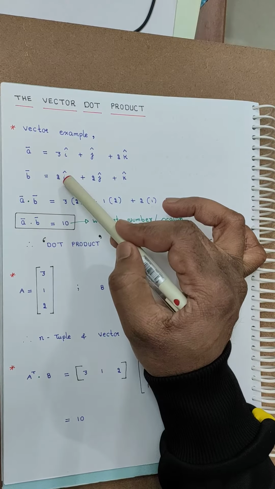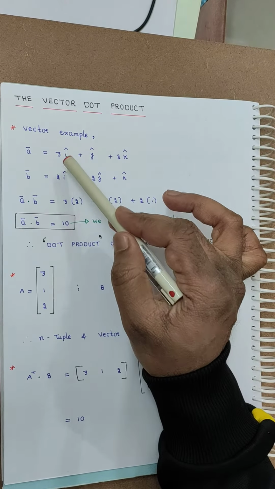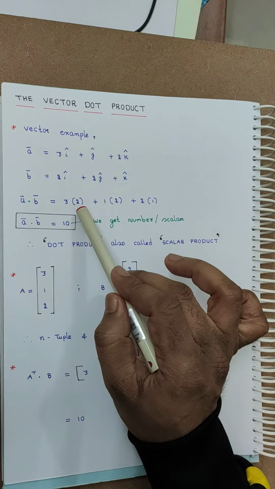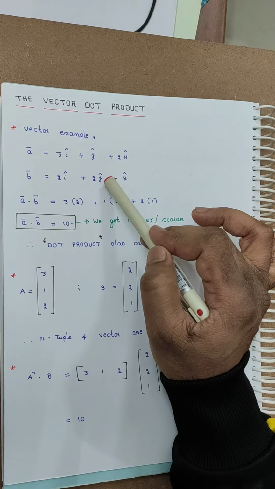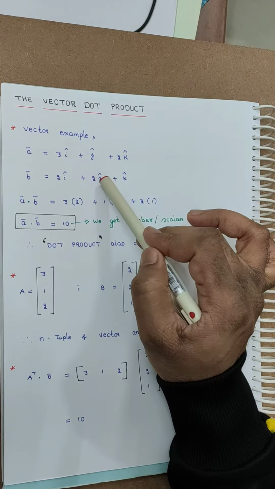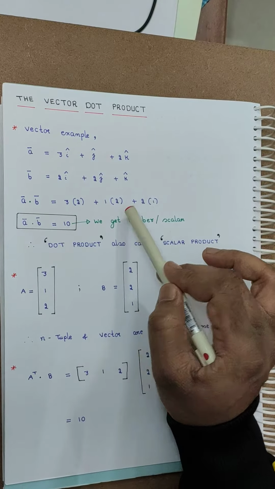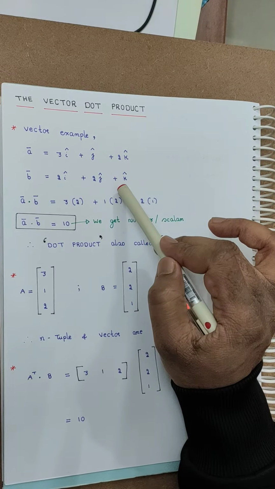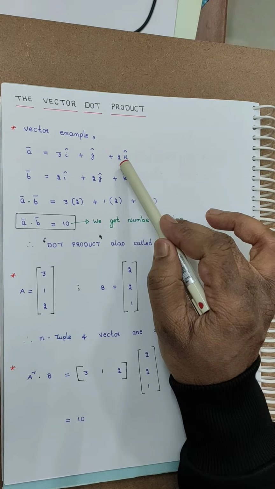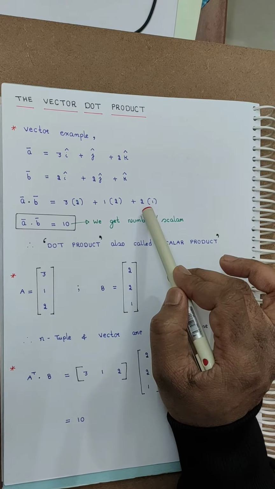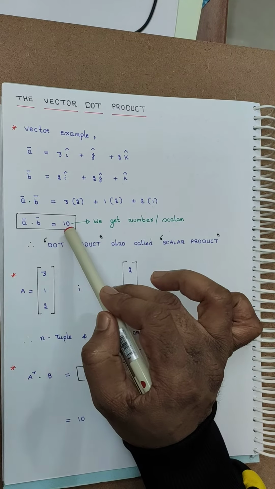Focus on the i hat component in both vectors. The i hat components are 3 and 2. Just multiply them, 3 times 2. Focus on the j hat component in both vectors. The coefficients are 1 and 2. Multiply them, 1 into 2. Focus on the k hat component in both vectors. The coefficients are 2 and 1. Just multiply them, 2 times 1. So we finally get the result as 10.